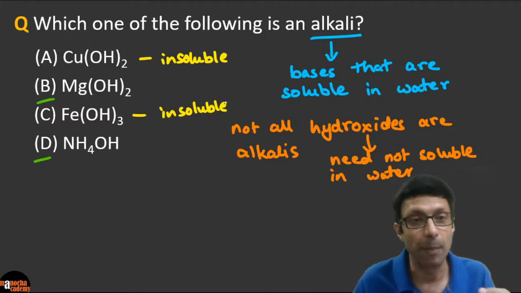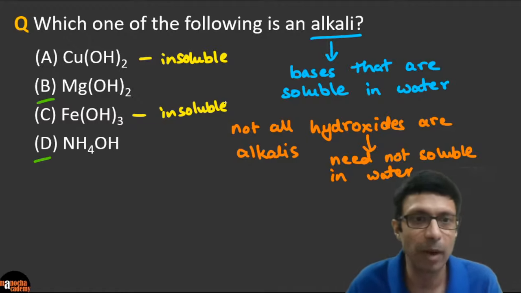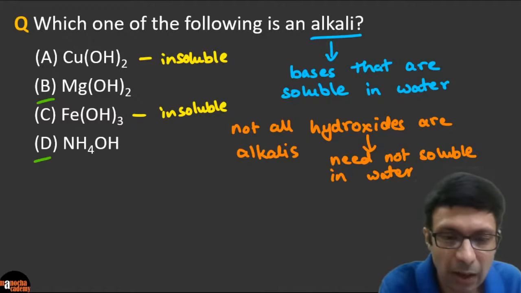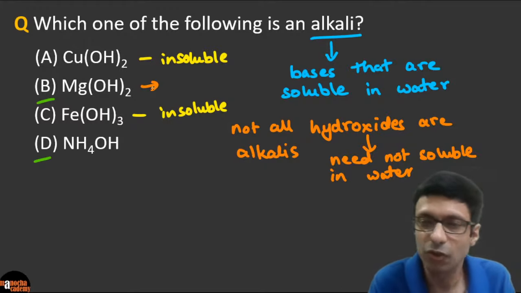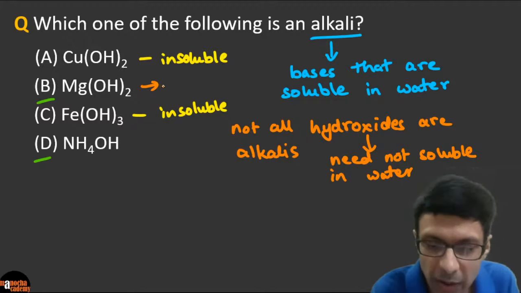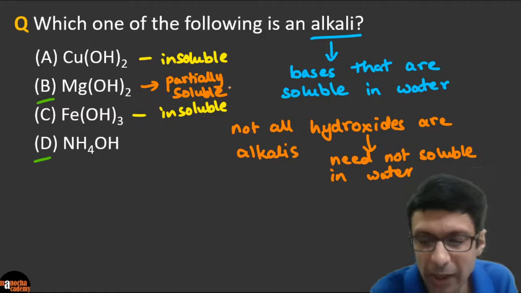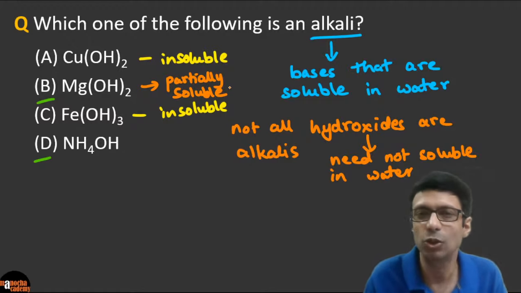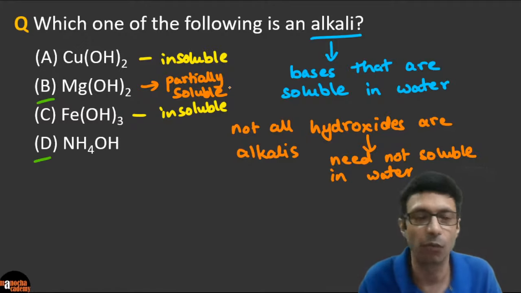Okay, and magnesium hydroxide is an interesting one, because magnesium hydroxide is partially soluble. Some of you say that it's soluble, some say it's not soluble. So this one is partially soluble, so normally it's not considered an alkali, right? It's not truly an alkali because it's very slightly soluble, partly soluble. So magnesium hydroxide doesn't dissolve well in water.